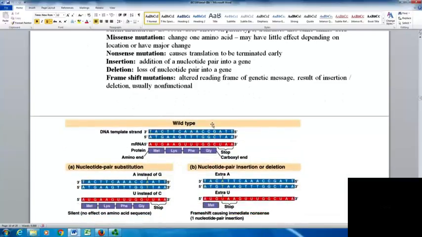Another thing we can have happen is an insertion or a deletion. With an insertion, you add a nucleotide pair into the gene, and with the deletion, you lose a nucleotide pair. This will result in a frame shift mutation where you alter the reading frame of the genetic message. Usually this is going to be non-functional.